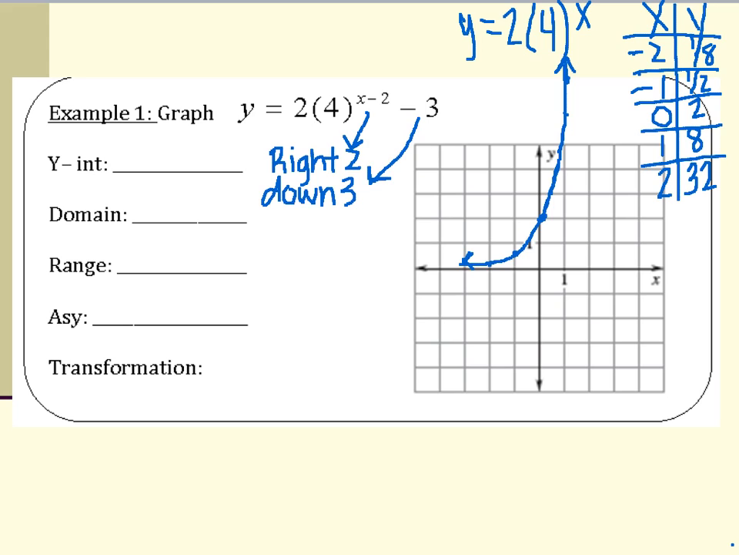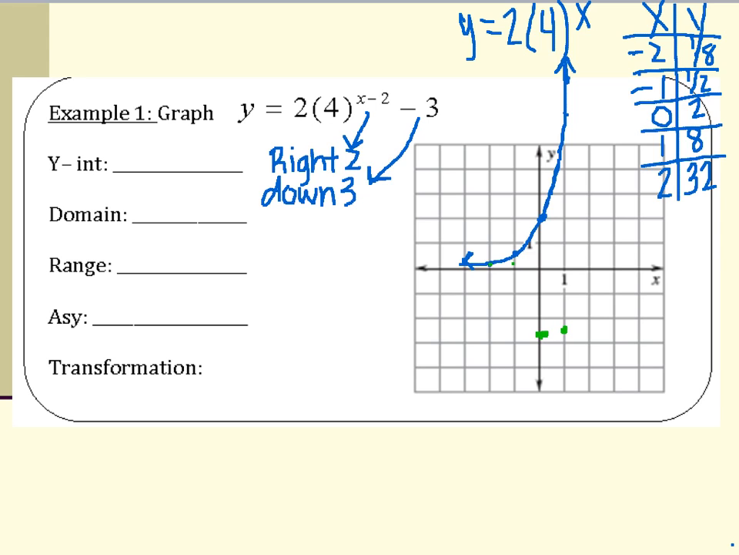So I'm going to get a new color here. And I'm going to take each of these points. I'm going to start here at this point, and I'm going to go right 2, 1, 2, and down 3. 1, 2, 3. So I'm going to end up right about here. I'm going to take this other point. Maybe I'll highlight it. This other point, I'm going to go right 2, 1, 2, and down 3. 1, 2, 3. So my new point ends up being right here.